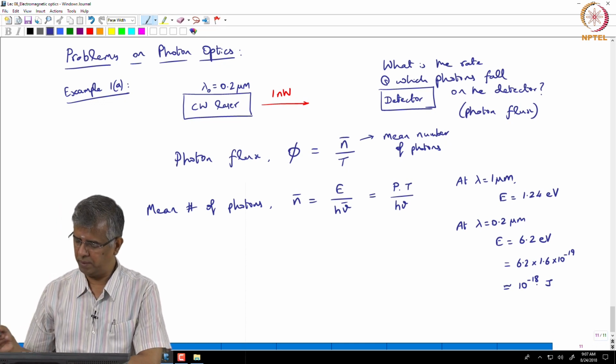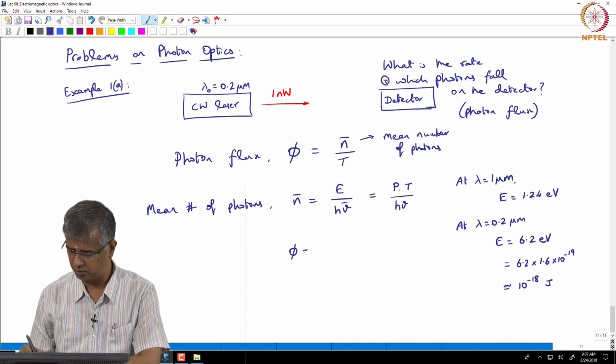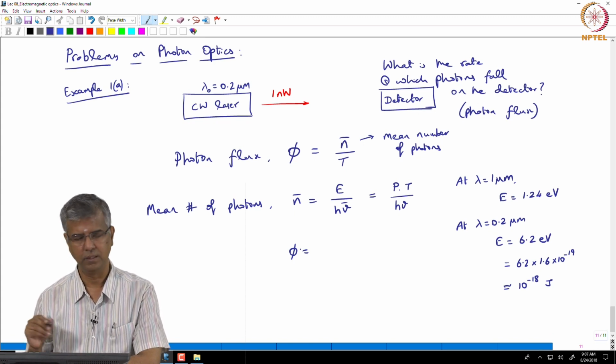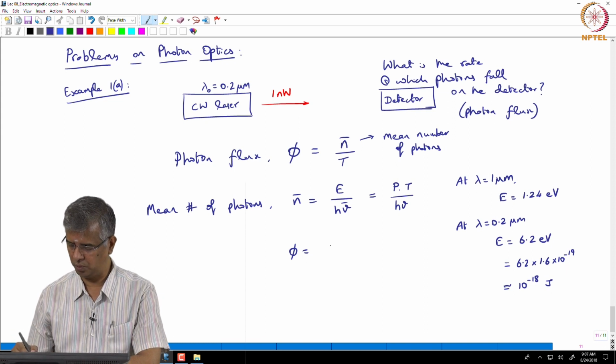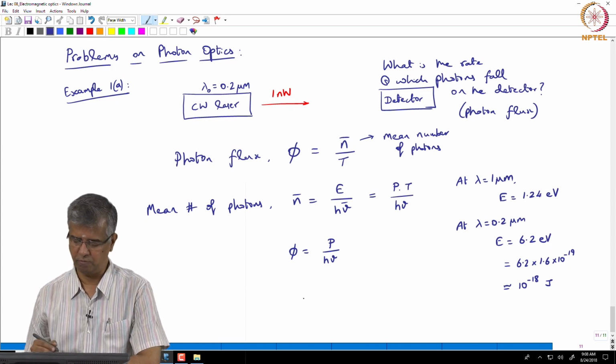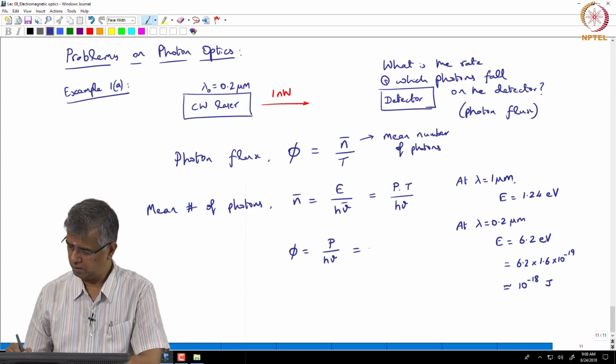So, what I am actually out to calculate is the photon flux. So, I go back to photon flux and I substitute instead of n bar, I substitute this expression. Then the t in the numerator and denominator will cancel each other. So, this is going to be equal to the power divided by h nu, okay. Since I have only one wavelength given, I can just take it as h nu.